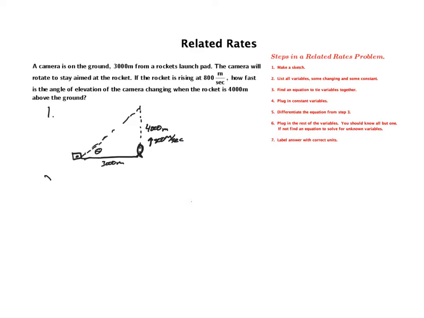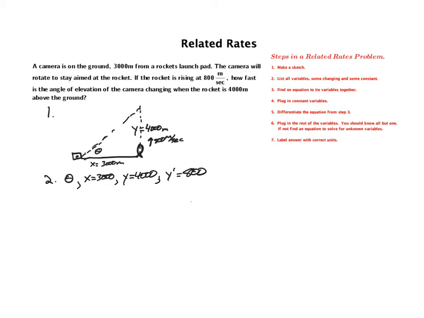Now in step 2, let's list our variables. So we have theta, we have x equal to 3,000, we have y equal to 4,000. We have y prime, dy/dt, the rate of change of the rocket with respect to time, and that's going to be 800.